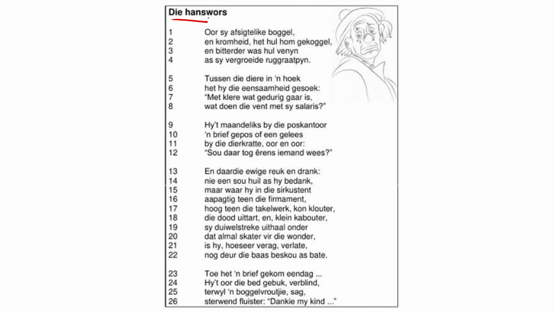Die Hanswors, the clown. The poem is about a clown with a hunchback. Think of the hunchback of Notre Dame, a bit bent over. A hunchback in Afrikaans, ons noem dit vergroeide ruggraat. Vergroeide ruggraat. I've written it top right, which causes him to be in pain all the time, his hunchback.